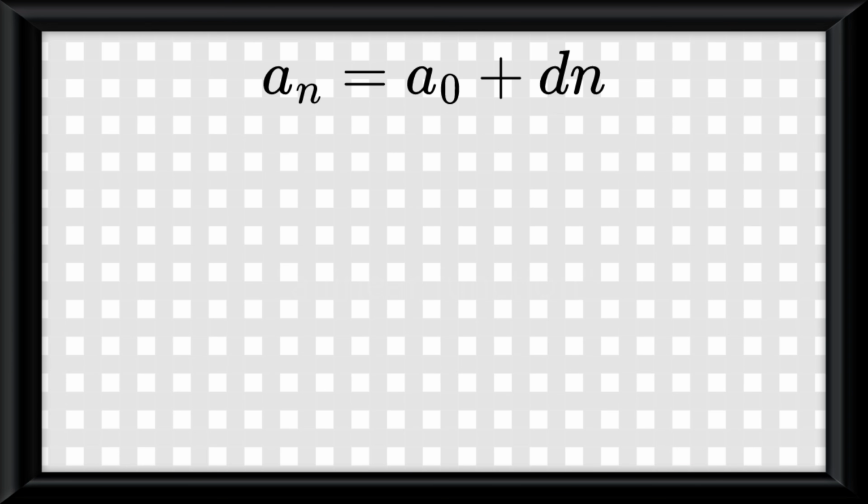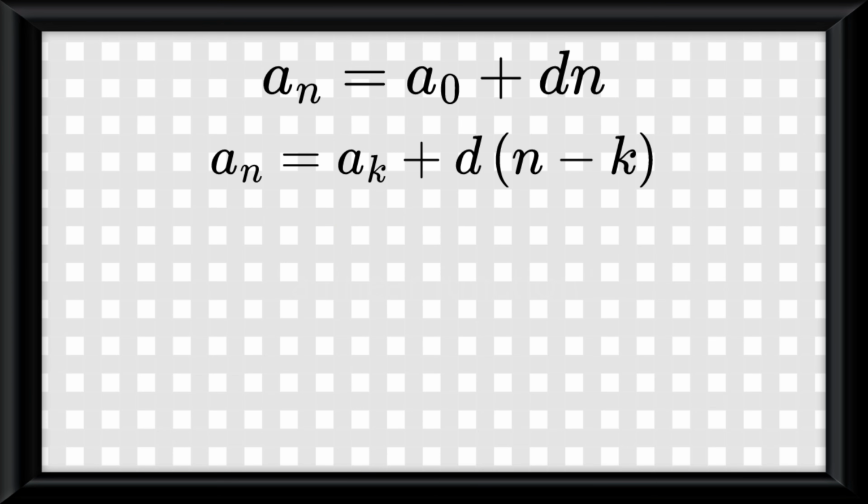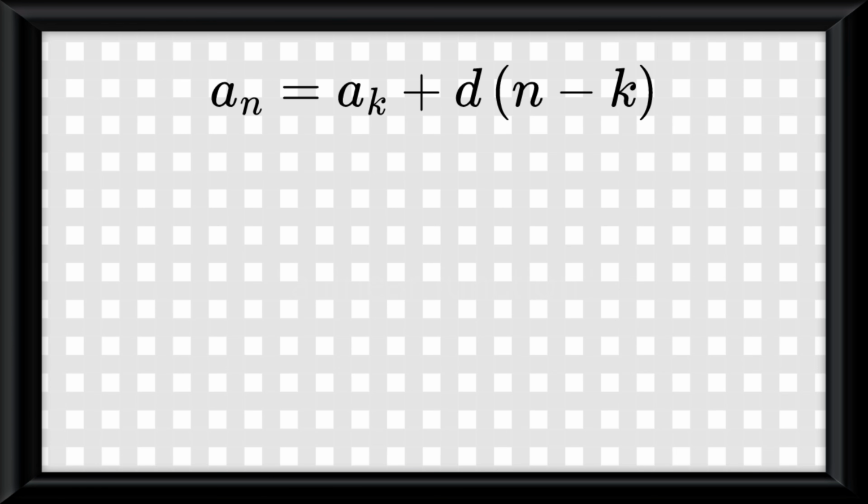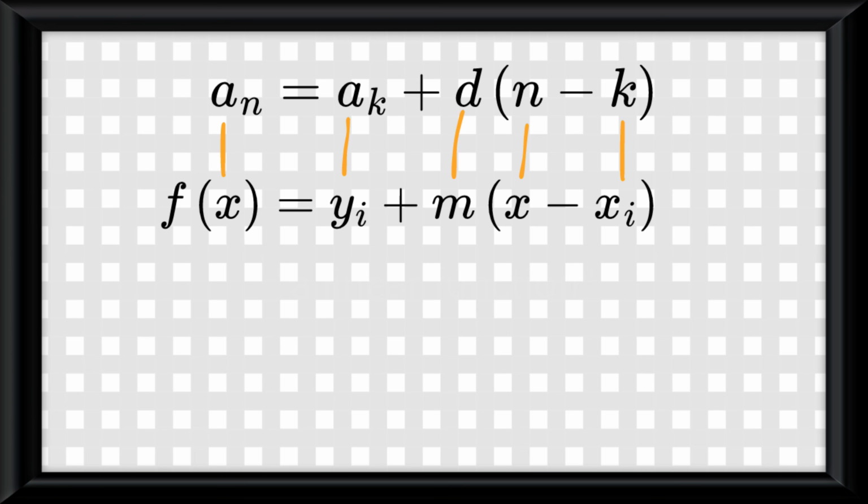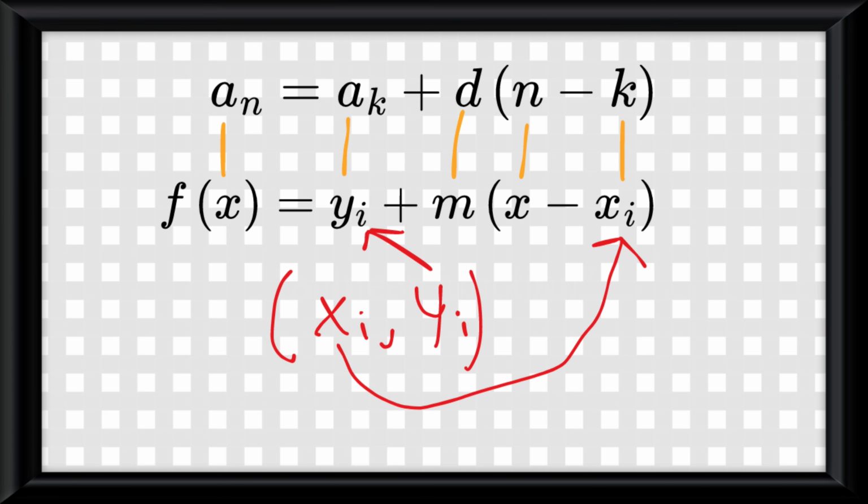And a massive surprise to everyone, I'm sure, an arithmetic sequence is really just a linear function. And we see that in its equations, as the form a sub n equals a sub 0 plus dn is really just the equation y equals b plus mx, which is the linear function equation. And the other equation, a sub n equals a sub k plus d multiplied by (n minus k), could be expressed as another way of writing linear equations, being f of x equals yi plus m multiplied by (x minus xi), where you include the point (xi, yi) in the equation.